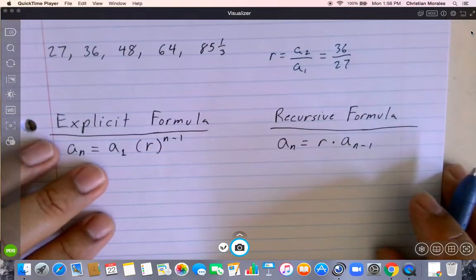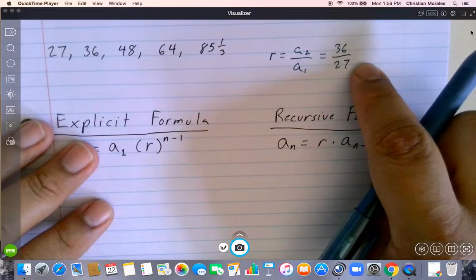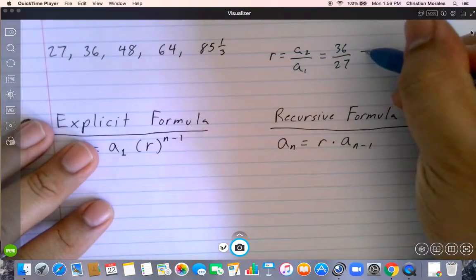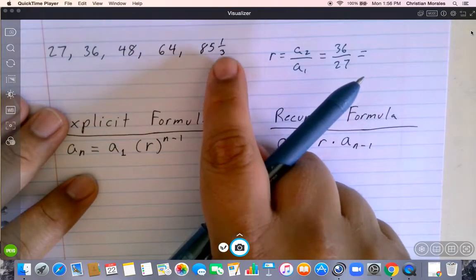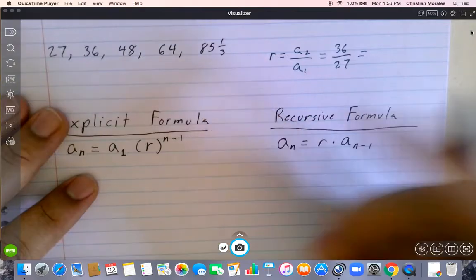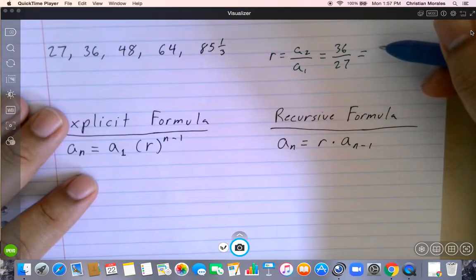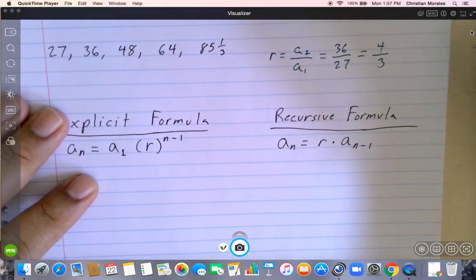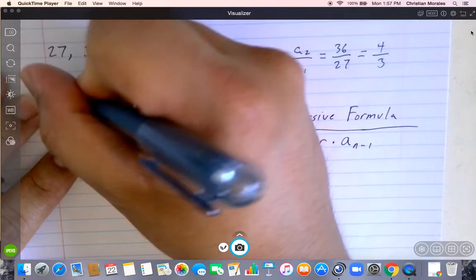Okay. So again, you can turn it into a fraction, a decimal, but I like fractions for this, especially if the number has a fraction, I'm going to stick with a fraction. If it had a decimal here, I would write it as a decimal. But these both divide by 9, so I get 4/3. So my multiplier is 4/3. Okay, so that's important.